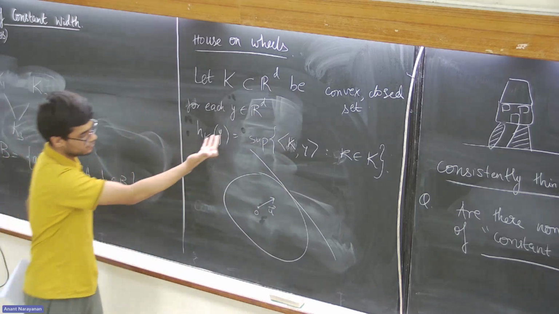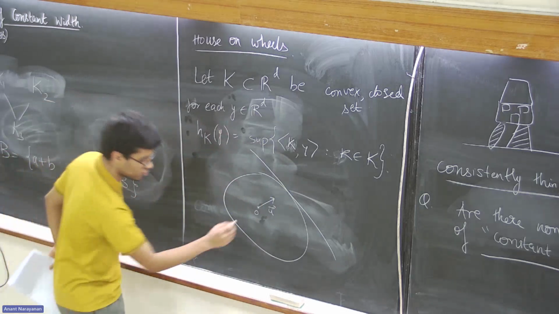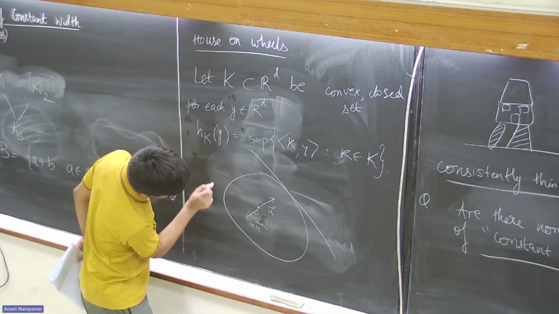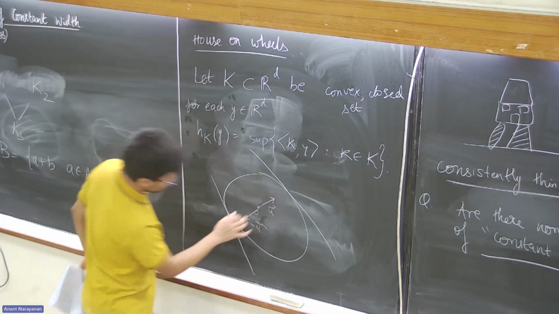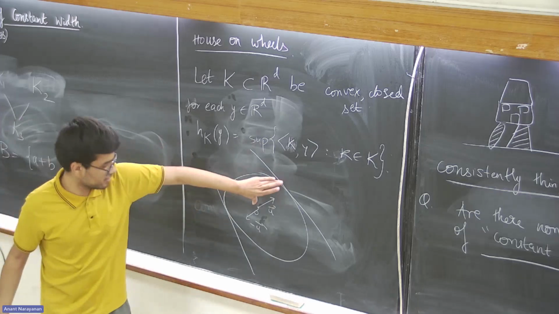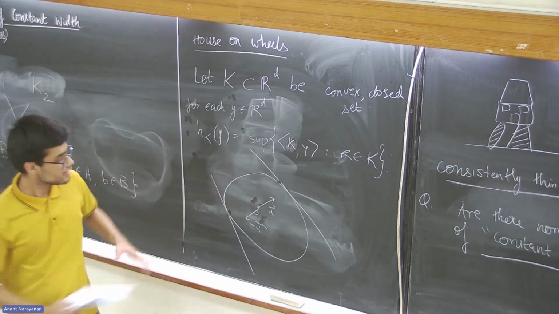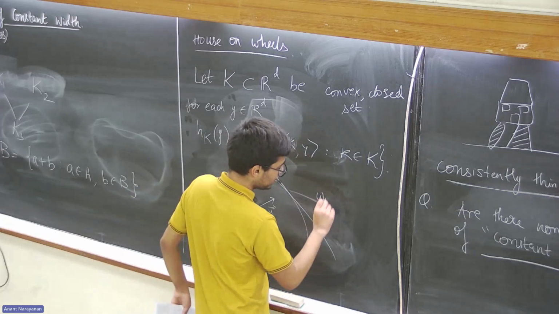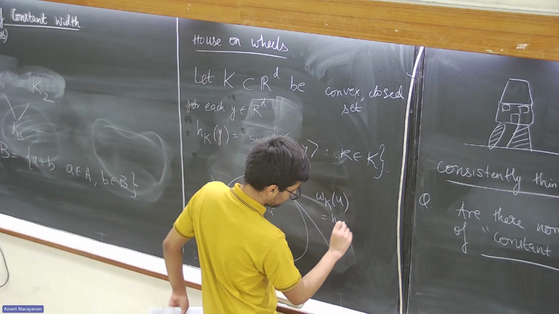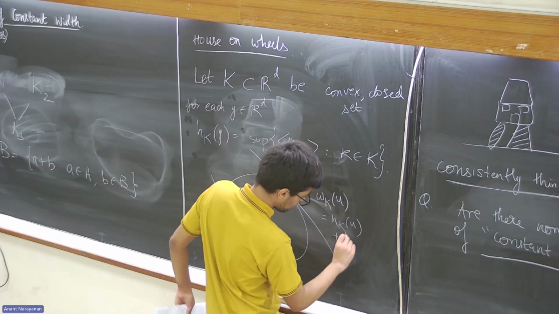Similarly, you can always do it for minus u, which will give you the distance for this particular supporting hyperplane. Now, what is width? Width is this particular distance plus this particular distance. So if you want to define w_K(u) in terms of h_K, that will just be h_K(u) plus h_K(minus u).